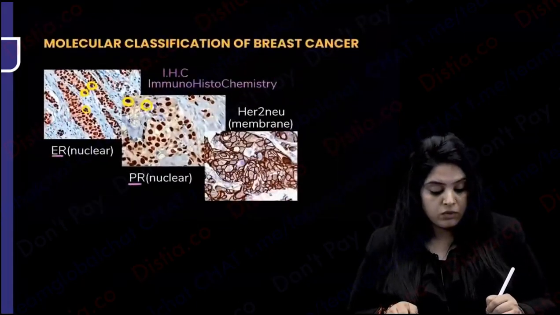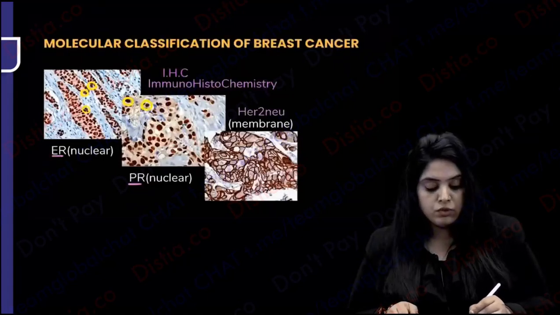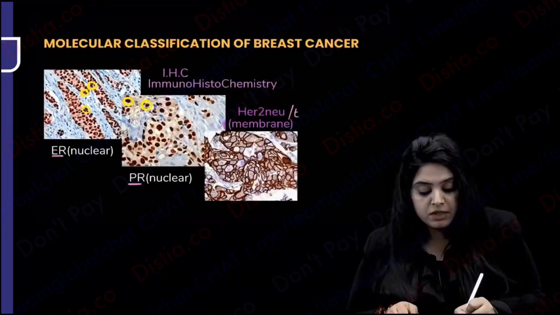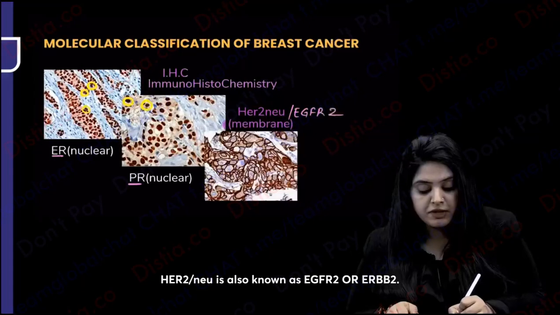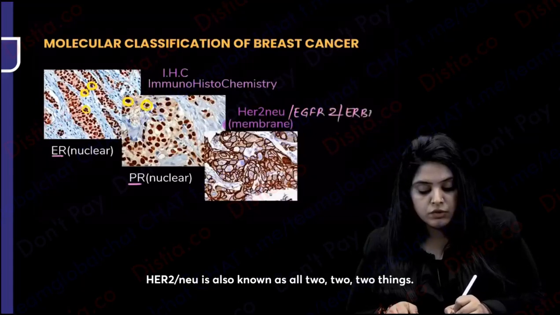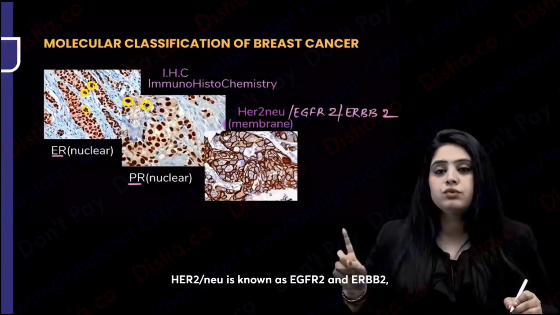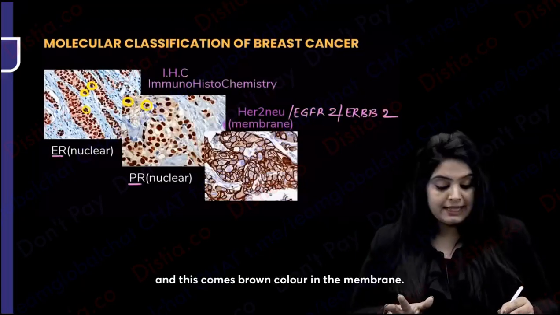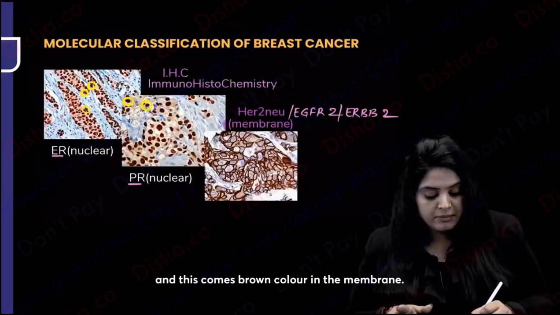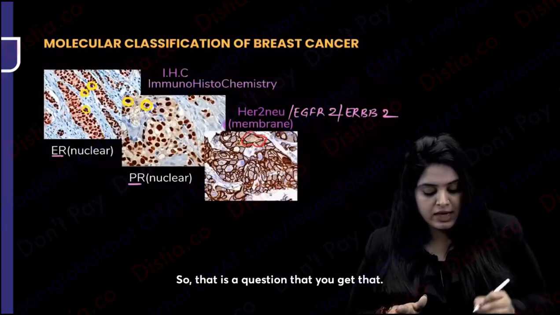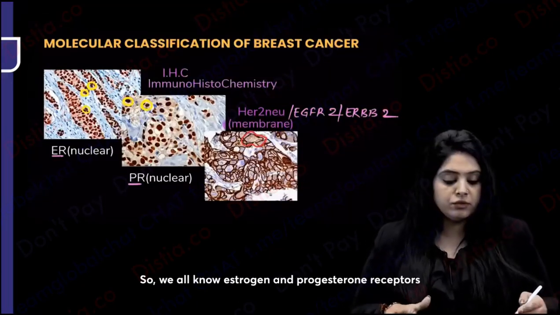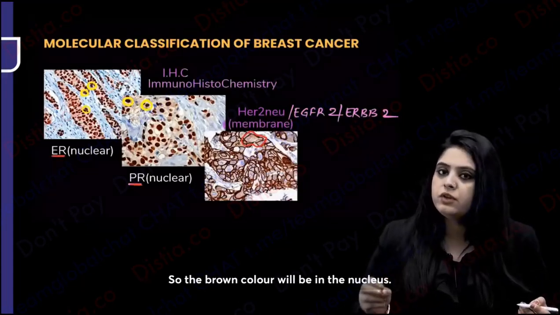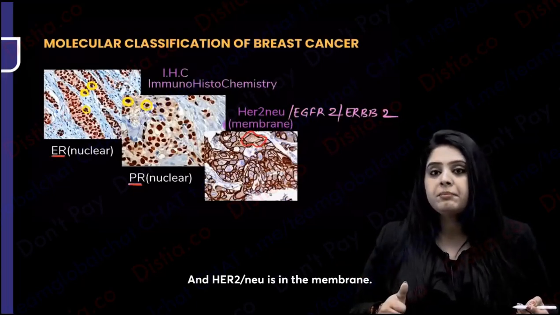Whereas when I talk about HER2/neu, do you remember in your neoplasia chapter, HER2/neu is also known as EGFR2 or ERB2. And this shows brown color in the membrane. That is a question you get: which of them are nuclear? We all know estrogen and progesterone receptors are nuclear receptors, so the brown color will be in the nucleus, and HER2/neu is in the membrane.